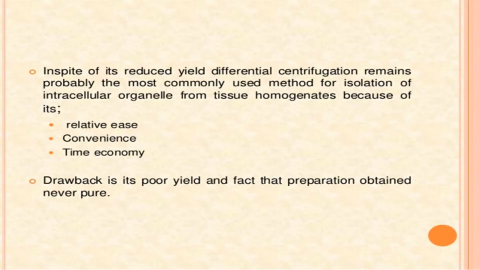Differential centrifugation is the most commonly used method for isolating intracellular organelles because it is easy, convenient, and time economical. The drawbacks are poor yield and the fact that the preparation obtained is never pure. The pellet, the substance which we get, is not very pure. We have to use other methods to purify these substances.